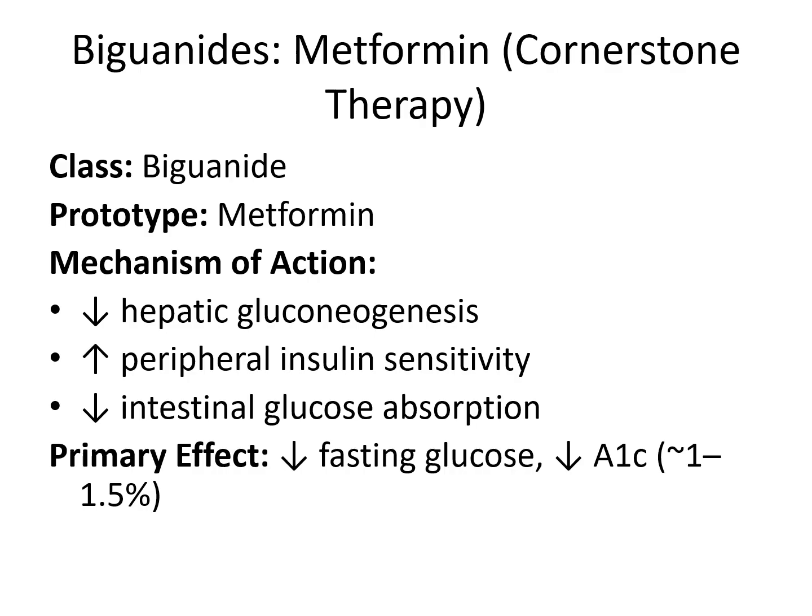It also increases peripheral insulin sensitivity, meaning muscle tissue becomes more responsive to insulin. Additionally, it slightly decreases intestinal glucose absorption, though that effect is less clinically dominant. Our primary clinical effect is the reduction of fasting glucose and an A1C decrease of approximately 1 to 1.5%, which is quite substantial for a single agent therapy. When fasting glucose is elevated, metformin directly targets the liver, which is often the central problem in early type 2 diabetes.